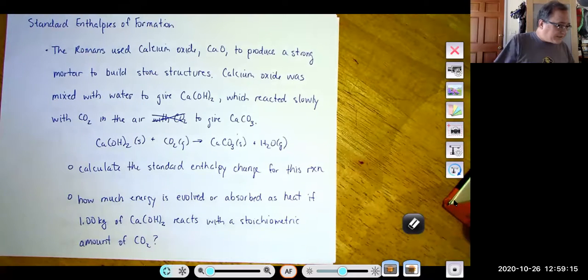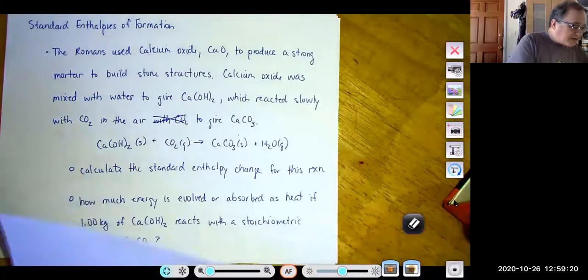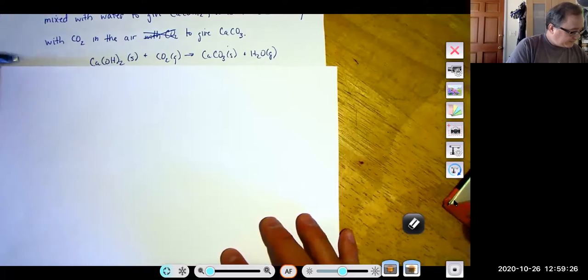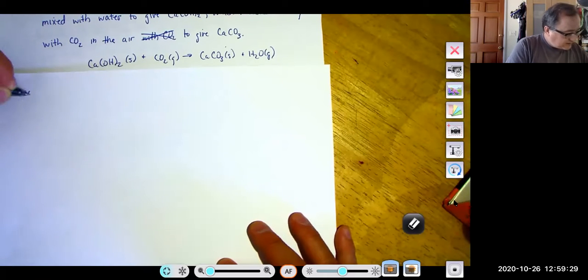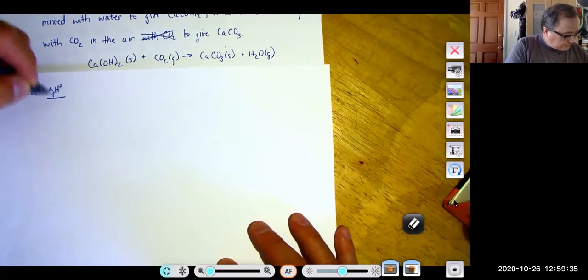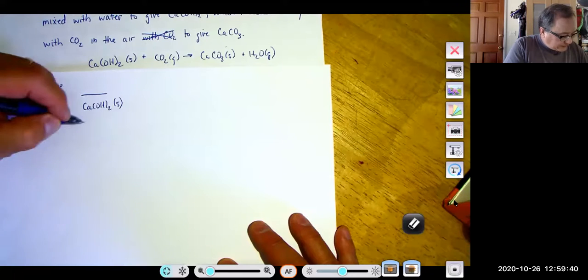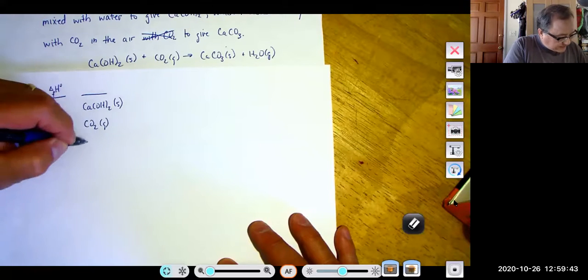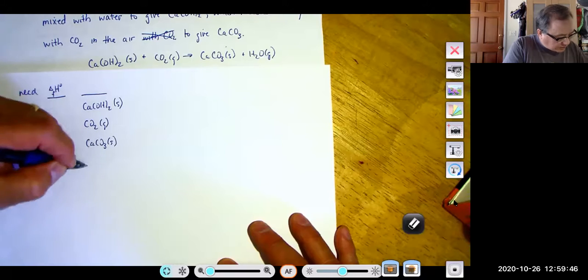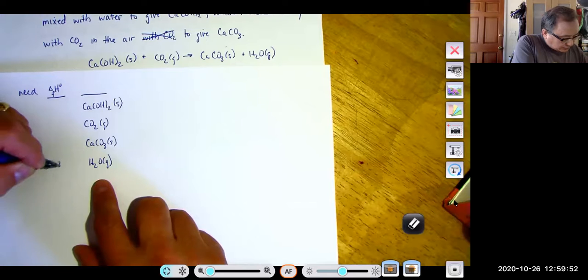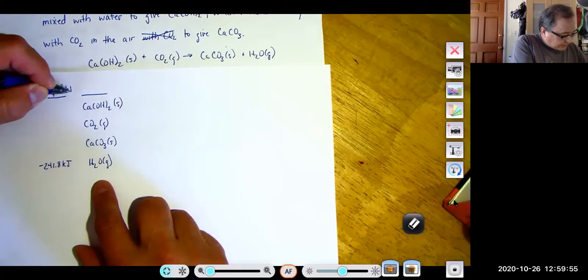So this is what they want you to do. I'm going to leave this reaction right here. To do this, we need the enthalpy of formation for calcium hydroxide, CO2, calcium carbonate, and H2O gas. Now I know for H2O gas, it's minus 241.8 kilojoules. And here I'm just going to put kilojoules up here so I don't have to put it down here.